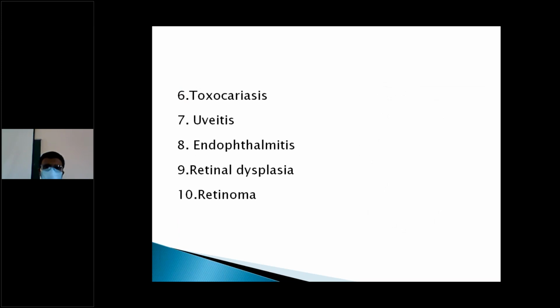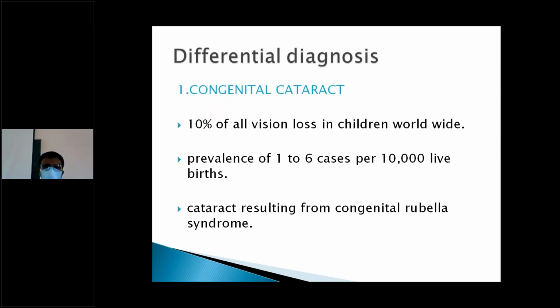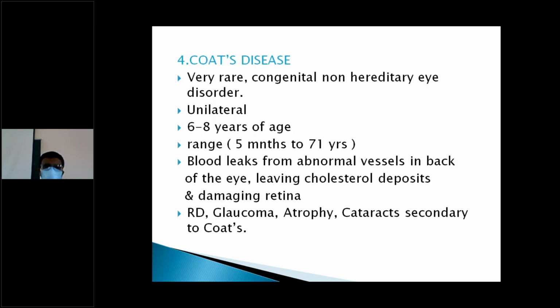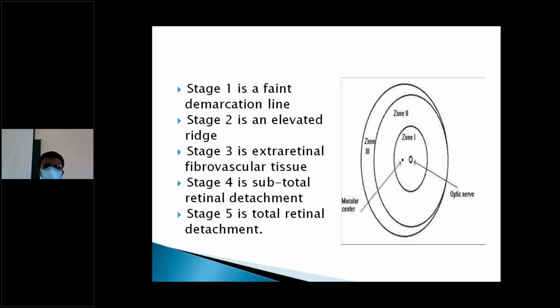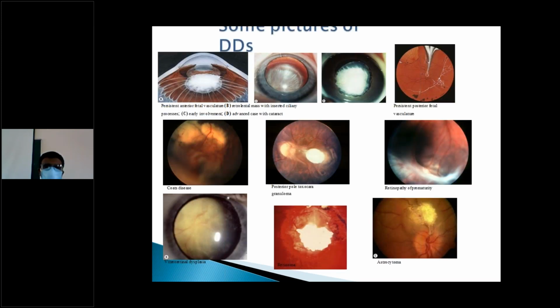We have various differential diagnoses: toxoplasmosis, uveitis, endophthalmitis, retinal dysplasia, retinoma. These are all the differential diagnoses for retinoblastoma: congenital cataract, persistent hyperplastic primary vitreous, Norrie disease, Coats disease, retinopathy of prematurity, toxoplasmosis. If you remember the names, it is sufficient for you. Differential diagnosis of leukocoria or white reflex in the pupillary area. You have to write all these findings.